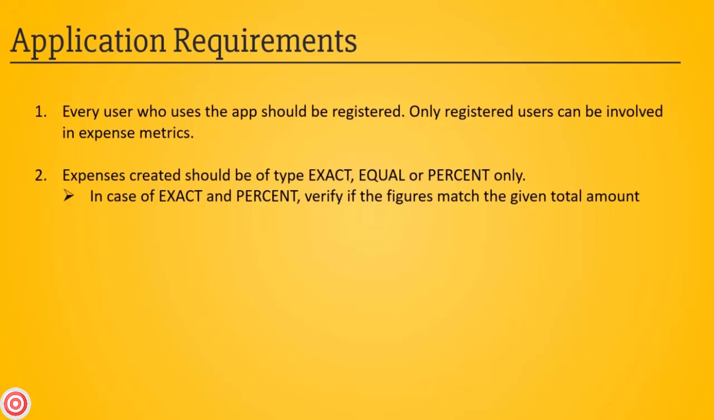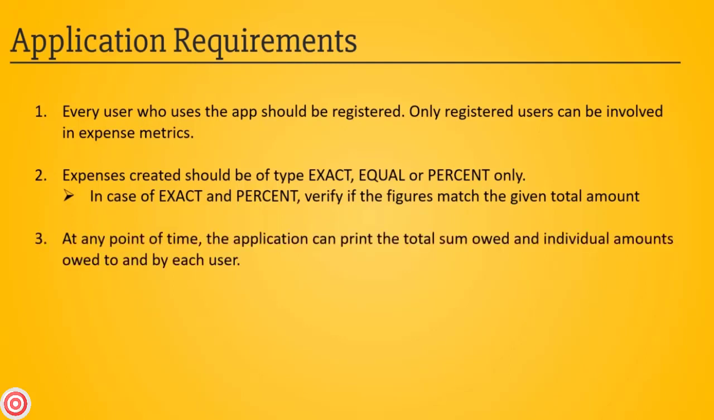This means in case of exact expense, we need to input the principal amount, the number of users, the amount should add up to the principal amount. In case of percent, the percent value should add up to 100. At any point of time, the application can print the total sum owed and the individual amounts owed to and by the user. Again, a mandatory feature since users should know the expense matrix before and after adding another expense.